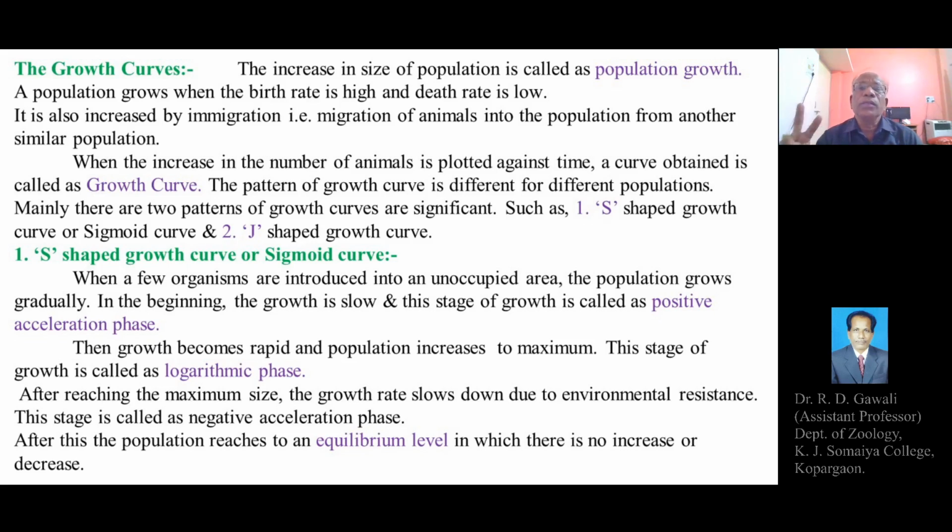So these are the two reasons mainly responsible for an increase in population growth. One, population growth increases when there is a high birth rate and low death rate. Two, there is immigration, or addition of new organisms into a population from another similar population or from another region, and this leads to an increase in the number or size of the population, called population growth.